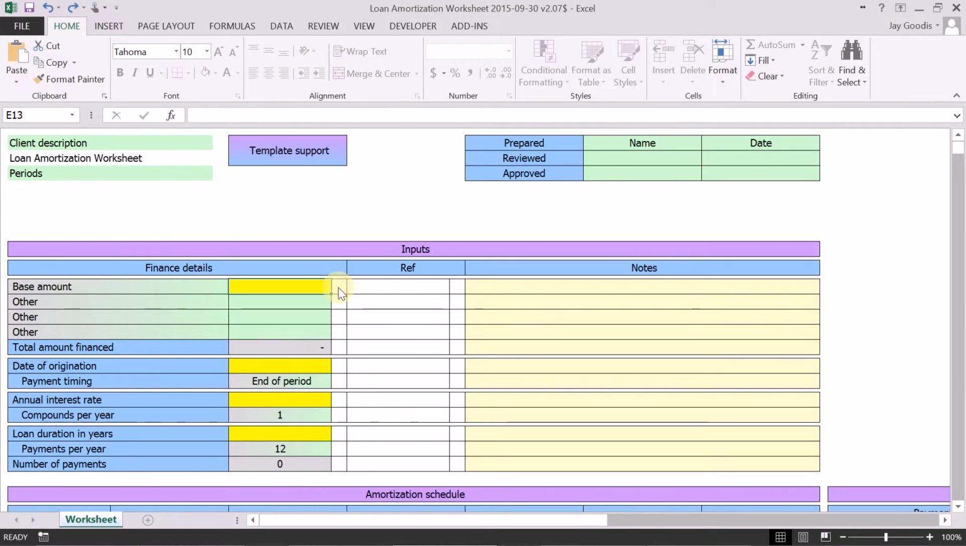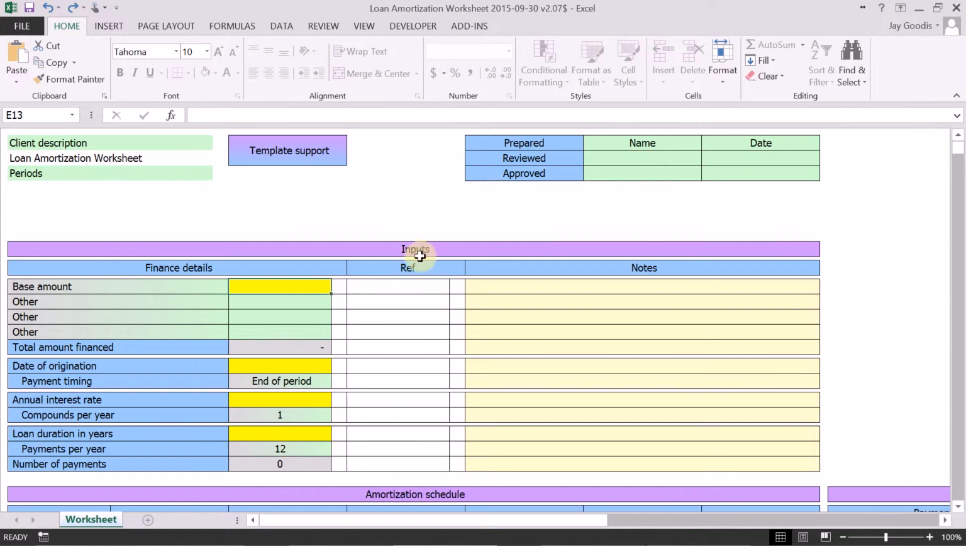I am going to walk you through some of the details of TTI's loan amortization worksheet. This worksheet produces detailed amortization schedules and transaction summaries by the payment range for a wide variety of financing arrangements. This worksheet is best understood through an example.